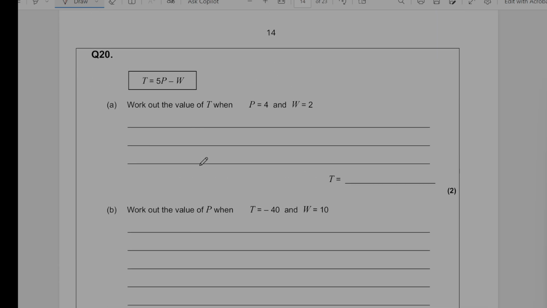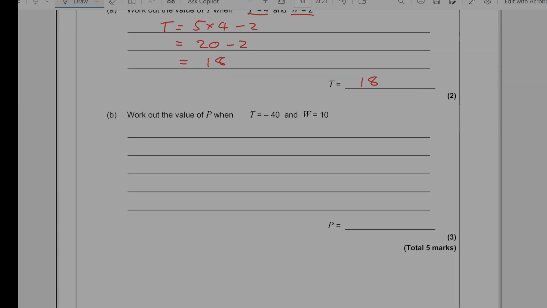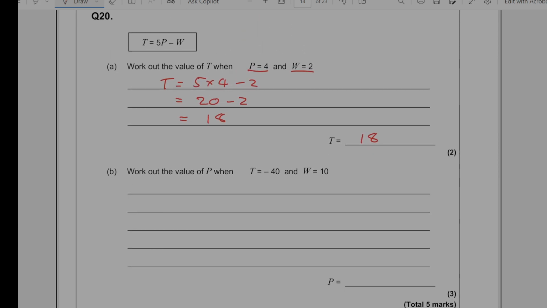Okay, question 20. Work out the value of t when p is 4 and w is 2. So t is going to be equal to 5 times 4 minus 2, which is going to be multiplication first, 20 minus 2, which will give me 18. Right, part B, work out the value of p when t is minus 20 and w is 10. So I'm going to write the formula in to start with.